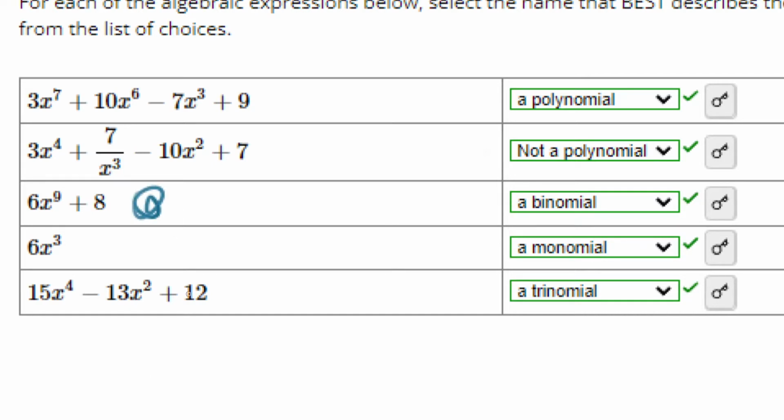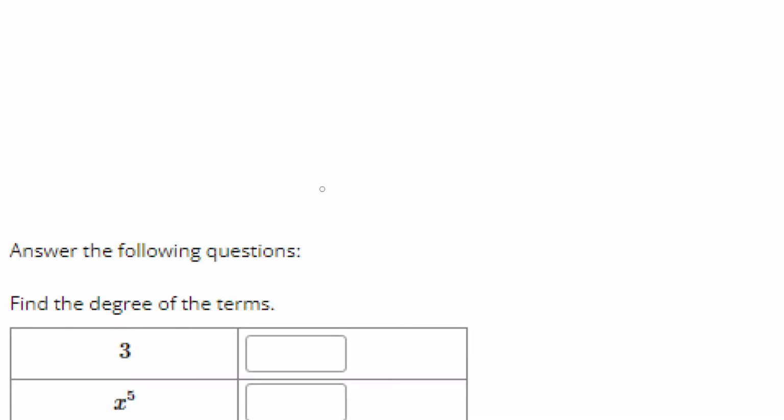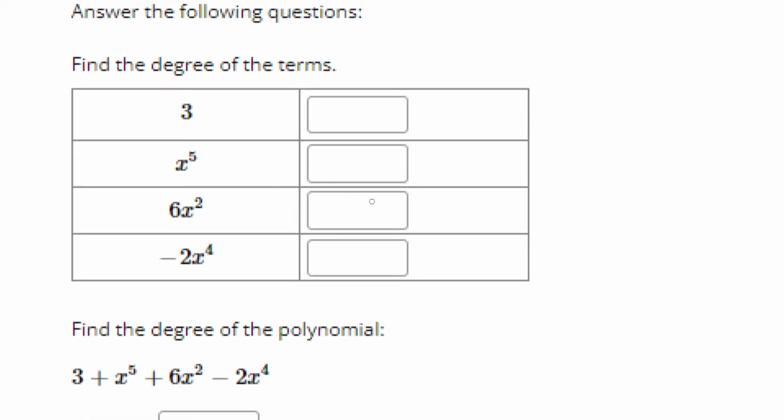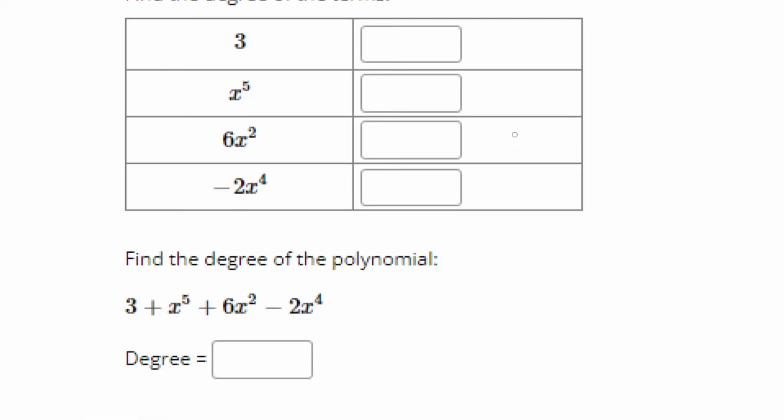This one has 2 terms, so it's a binomial. This one only has 1 term, so it's a monomial. And this one has 3 terms, so it's a trinomial. This one wants us to answer the following questions. Find the degree of the terms, and then find the degree of the polynomial.